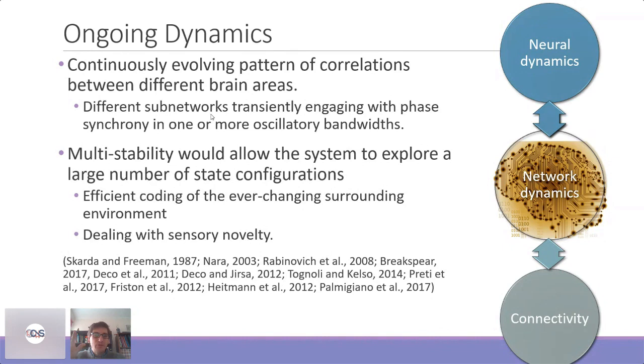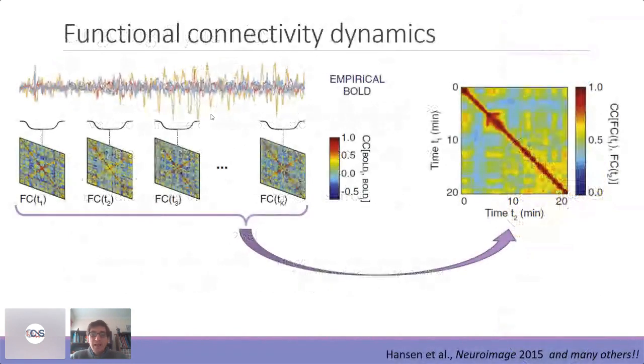This would allow the system to explore a large number of state configurations, and this should be related to many things, among others efficient coding of the ever-changing surrounding environment or dealing with sensory novelty. There's a lot of literature about that, and I'm probably missing some newer ones that appear all the time. We have more and more evidence or thoughts about how this is important for the function of the brain. I'm going to focus on the functional connectivity dynamics, which is something that many people have measured and reproduced in models.